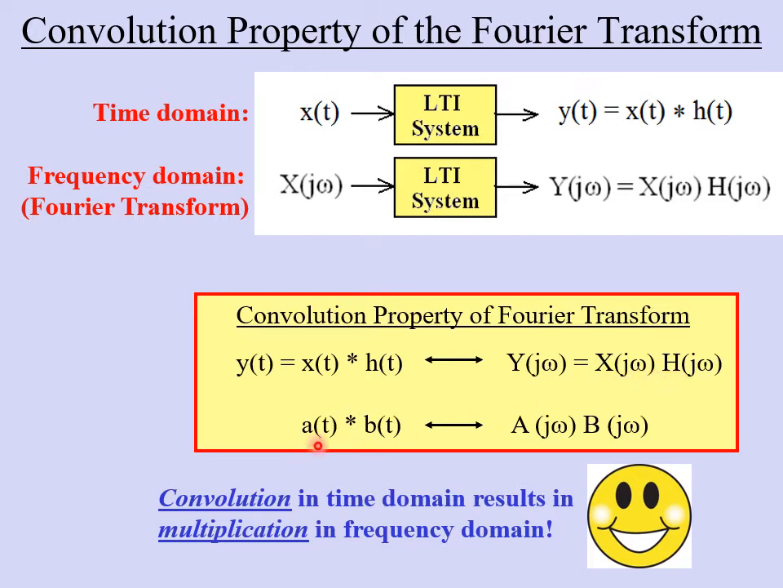And in general, for any two signals, A and B, which have convolution in time, in the frequency domain we just multiply their Fourier transforms together. This is, again, major news for us. It's going to make finding the output of a system much easier because we don't have to do convolution. We'll use this property in the next video, where we analyze systems using some of these methods.